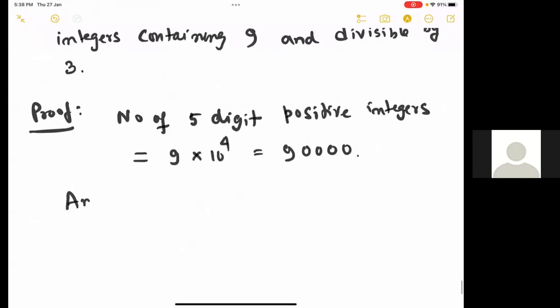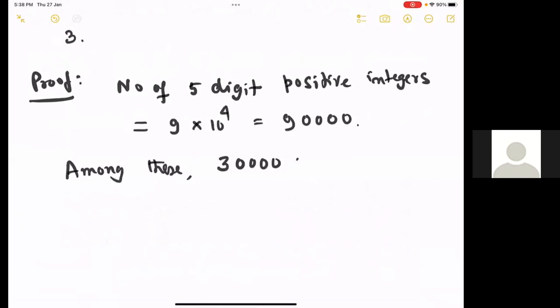So among these, how many are divisible by 3? That's very simple. One third, right? Yes, one third. Among these 30,000, basically, will be divisible by 3. So we got one thing.